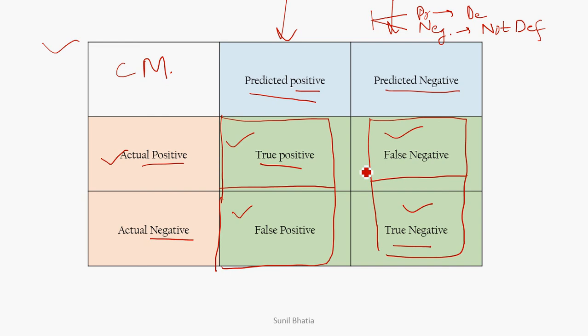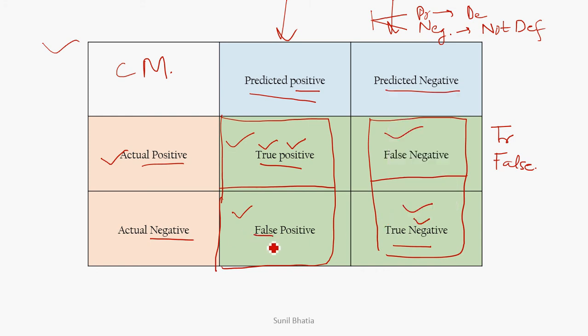Now how to understand these labels? When we say true, it means correct, and when we say false, something is wrong. So when we say true positive, it means that the values or the labels which are positive were correctly, or truly, predicted by the system. Similarly, true negative means that the negative values were correctly predicted by the system.